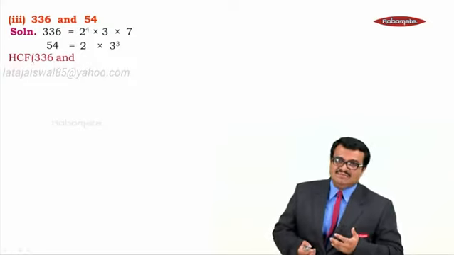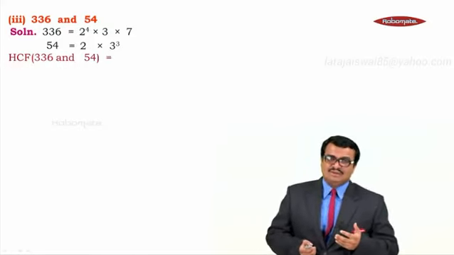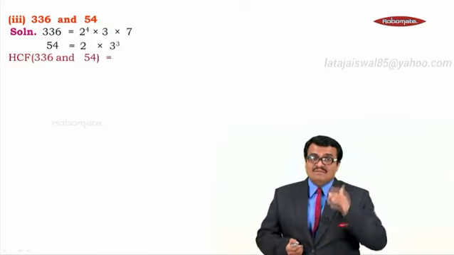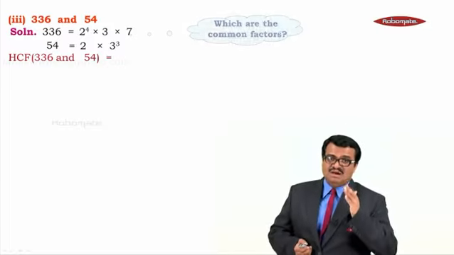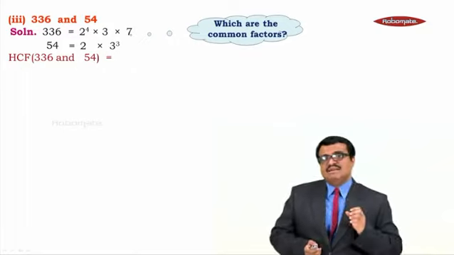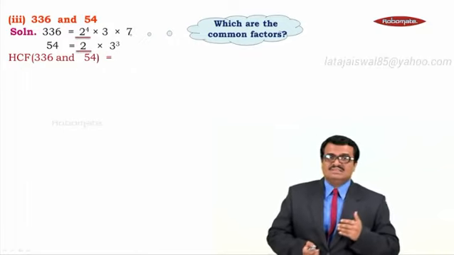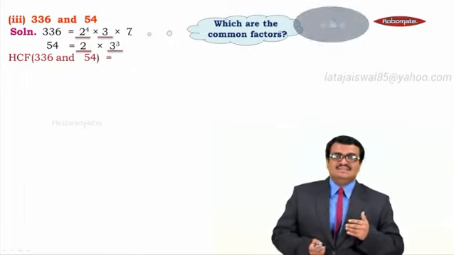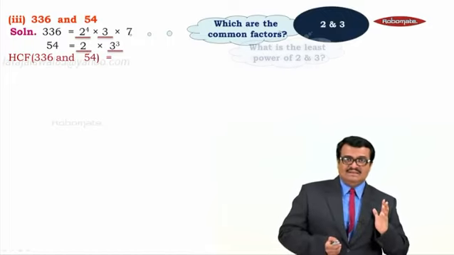Now let us write HCF. HCF of 336 and 54 is equal to product of common factors raised to least powers. Okay. So which are the common factors? The common factors, if you compare these two numbers, are 2 and you can see 3. So 2 and 3 are the common factors.